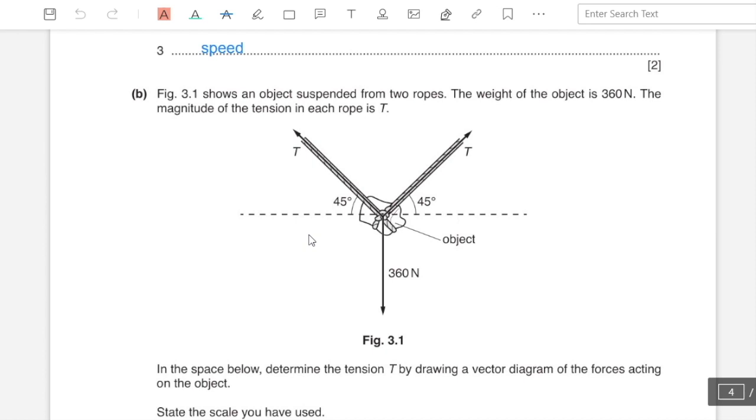Alright, so this question is a bit different from its usual form because the forces or two of the forces would be given along with an included angle, but this can also be solved by a similar method. So the object is stationary, which means there should be no resultant force. The total forces upwards should be equal to the total force downward.